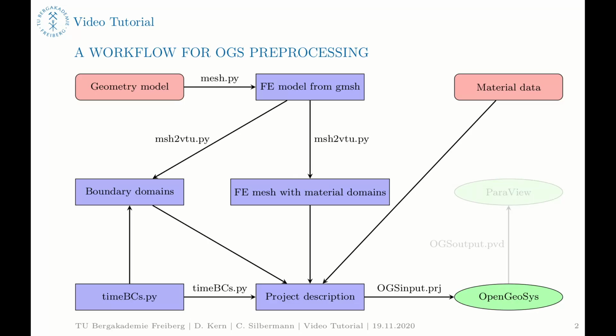As the meshing process is over and we have our boundary domains and also our bulk finite element mesh with the different material domains, it is time to create our project description. For this, we also will have to specify time-dependent boundary conditions using a Python script. All of this will melt into an input file, which then will be processed by OpenGeoSys. But how to arrive at such an input file?